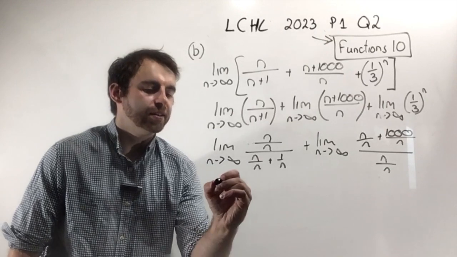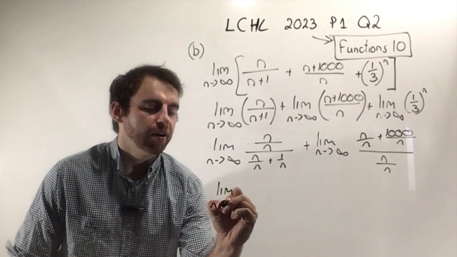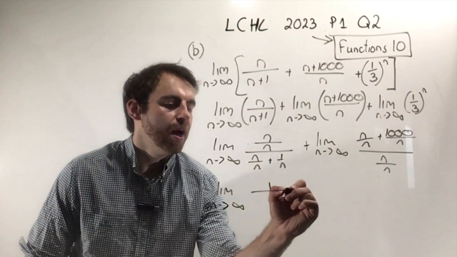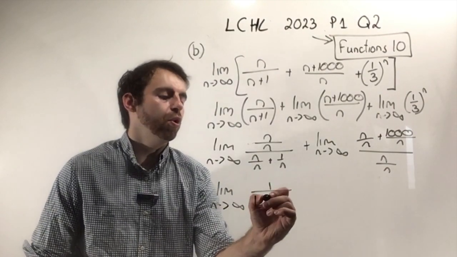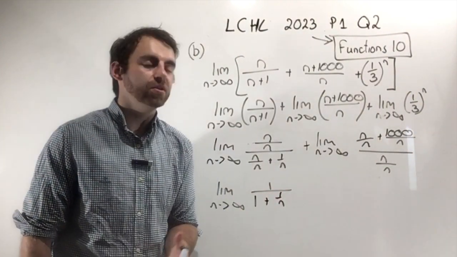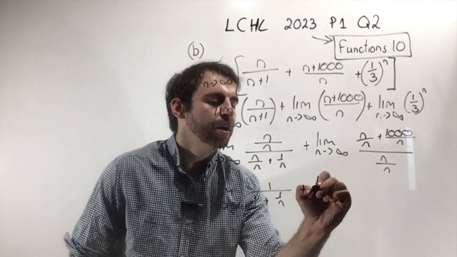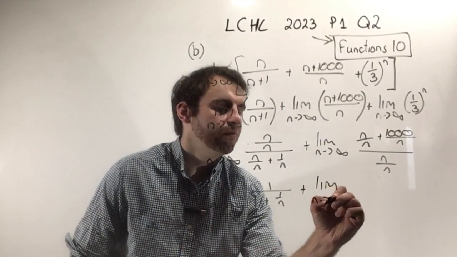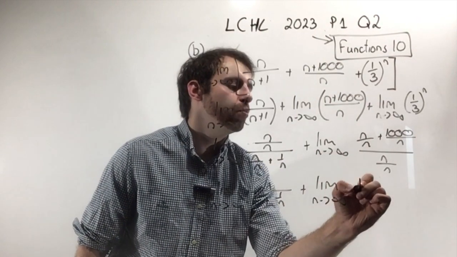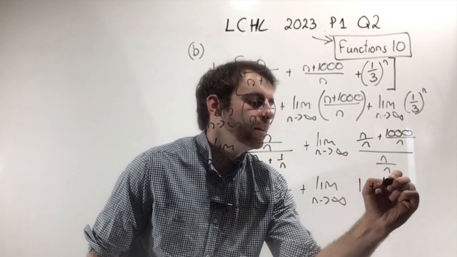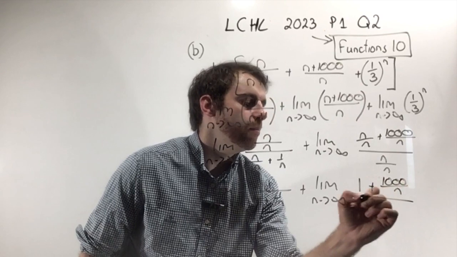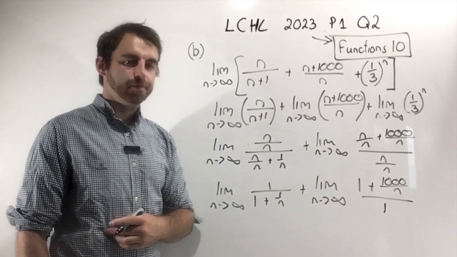Now we can simplify this down. Obviously the first fraction there, n over n, is simply 1. So I get 1 over 1 plus 1 over n. There's nothing I can do with it, so I'll just leave it as it is. And for the second fraction, again, I have to keep my limit because I haven't applied it yet. n over n is 1. 1,000 over n is simply 1,000 over n. And the bottom of the fraction, n over n, is 1.